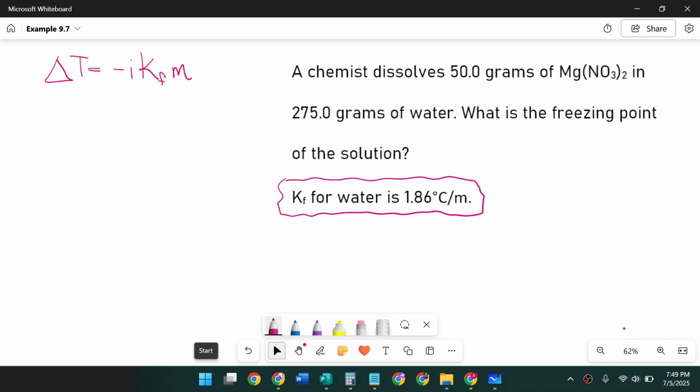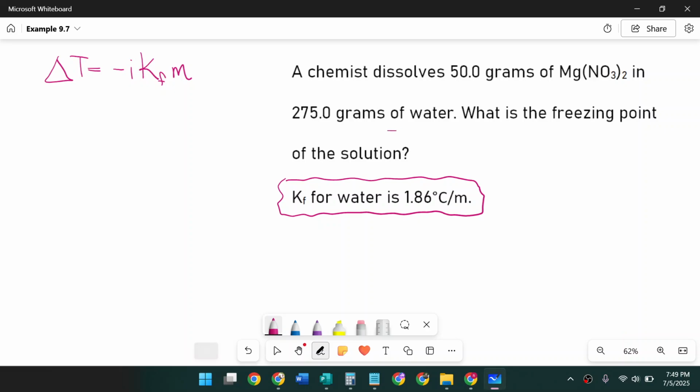Okay, this is example 9.7 from Discovering Design with Chemistry. It says a chemist dissolves 50 grams of magnesium nitrate, Mg(NO3)2, in 275 grams of water. What is the freezing point of the solution? So let's start with, where do we start with this?